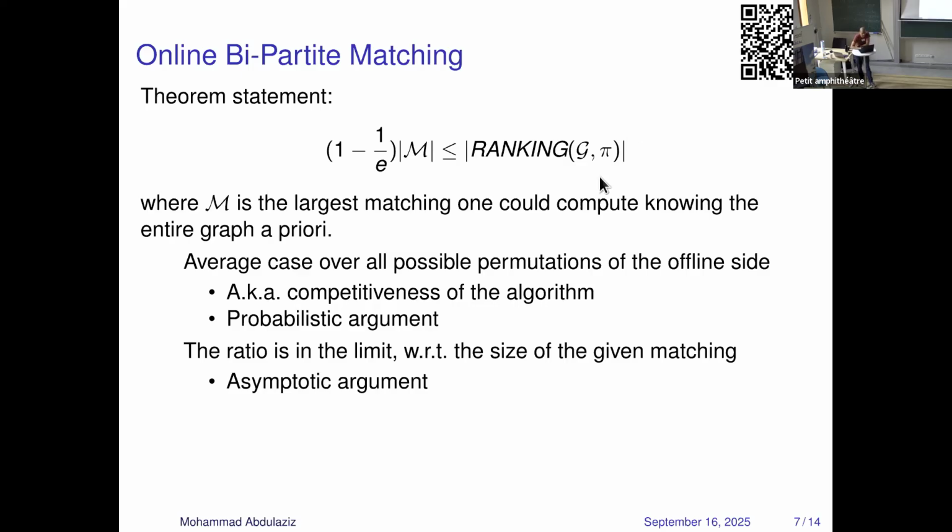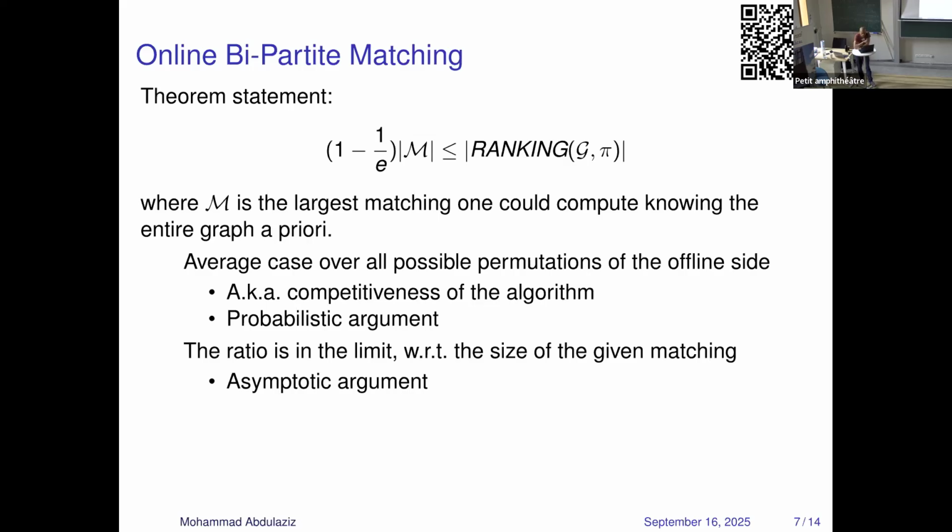So they write it like this, and that means that on average ranking, so this algorithm will compute a matching whose cardinality is lower bounded by the maximum cardinality multiplied by that factor, 1 minus 1 over the natural exponent. And that actually is a bound that occurs in almost all online matching algorithms.